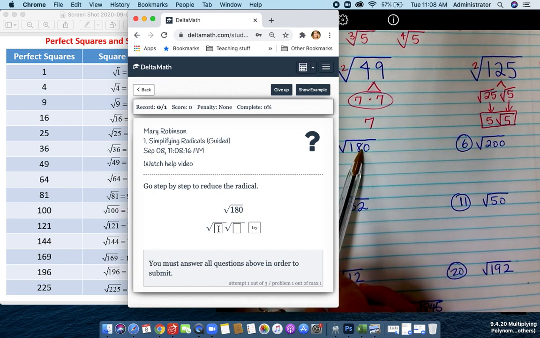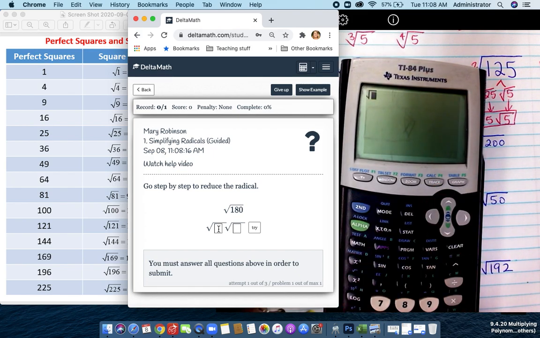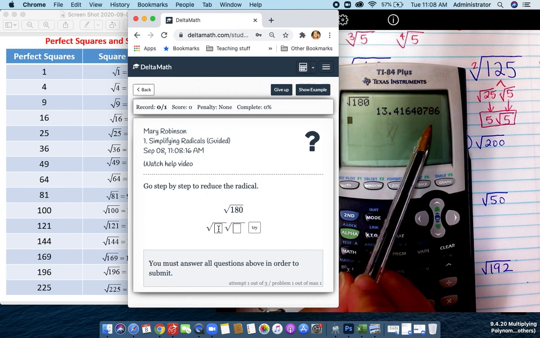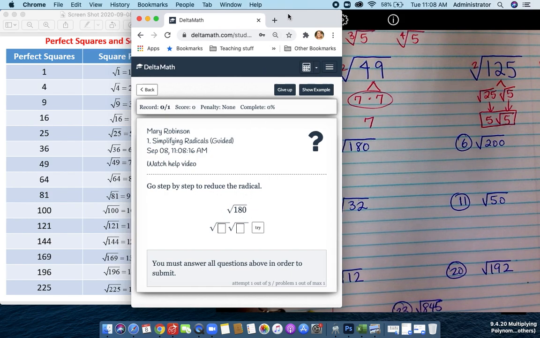But this time we're finding the square root of 180. Again, if I were to type that in my calculator, I get an irrational number because it is non-repeating and non-terminating. So that's not acceptable. I can't type that in. I have to find the factor that contains a perfect square.